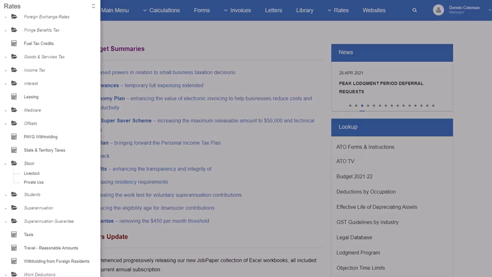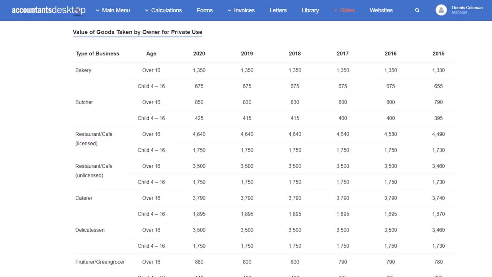Next, he reviews a set of accounts for a butcher prepared by Jane, his senior accountant, and he noticed that goods taken for private use had not been accounted for in the profit and loss statement. Roger goes to Rates, Stock, Private Use to determine how much should be shown in the accounts for that year.